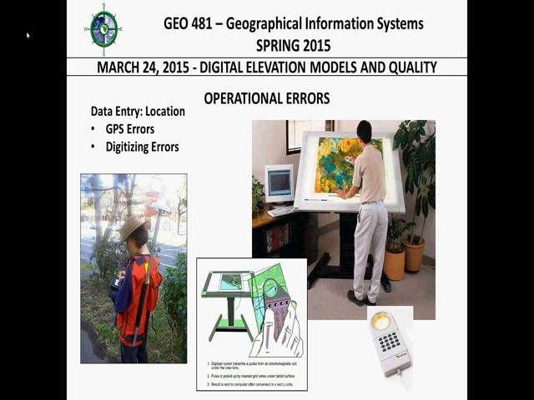You could have data entry errors with location. More often than not, data is now collected with GPS. So maybe I'm not paying enough attention to the number of satellites I have, and maybe I'm collecting data when I shouldn't be. If there aren't the proper number of satellites within view, the signal that I collect won't be accurate enough. So I could create a GPS error by not paying close attention to that.